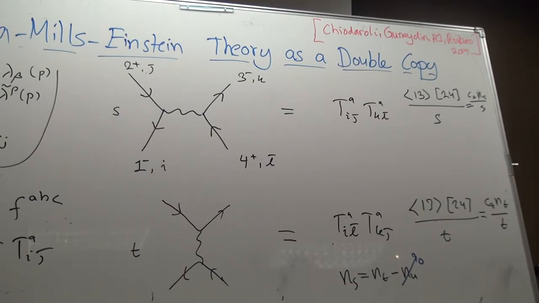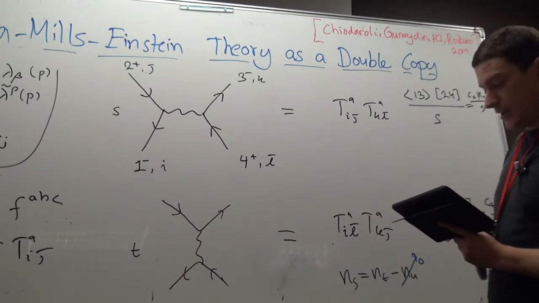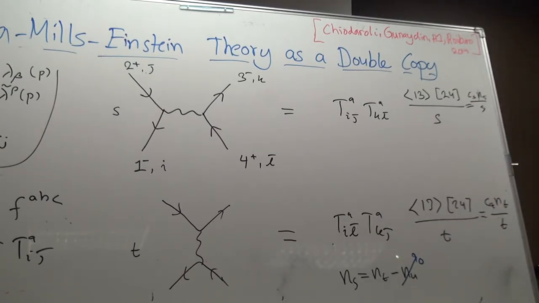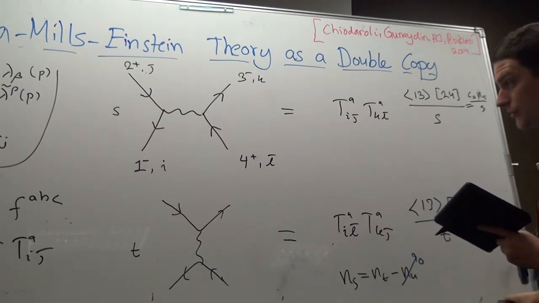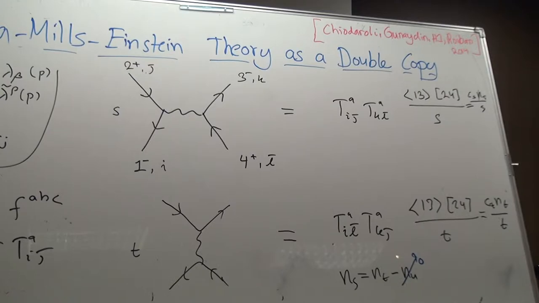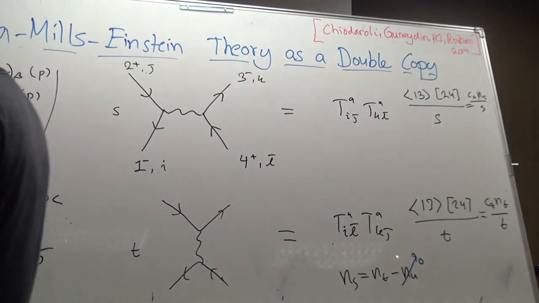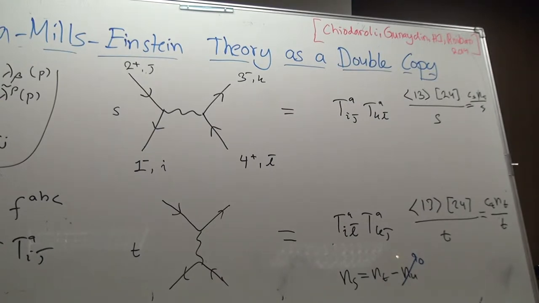Okay, so let me say a little bit more. Okay, so what do you do with these diagrams? Well, the point is that once you have the numerators satisfy color-kinematics duality, then you can construct gravity amplitudes. So in this case, what kind of gravity amplitudes can you construct?